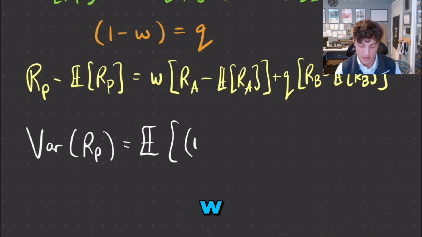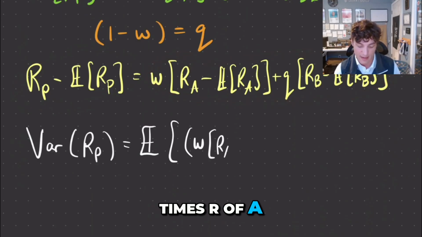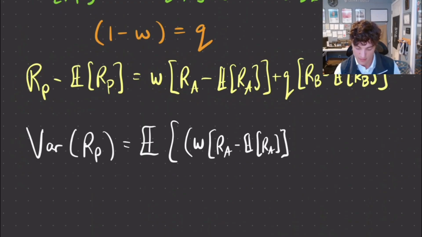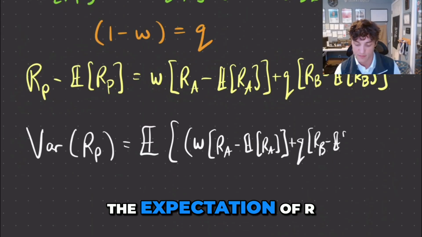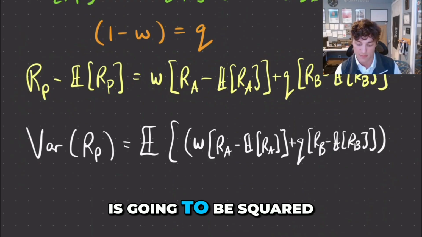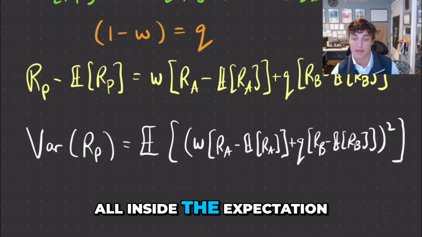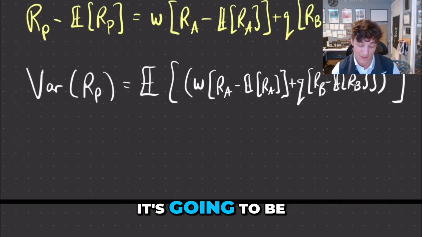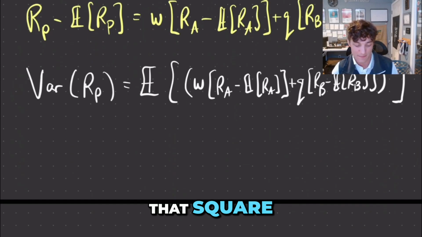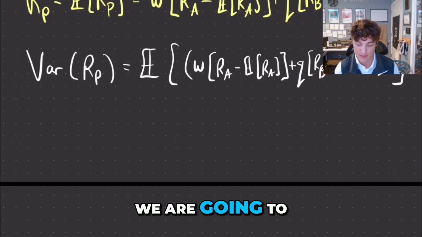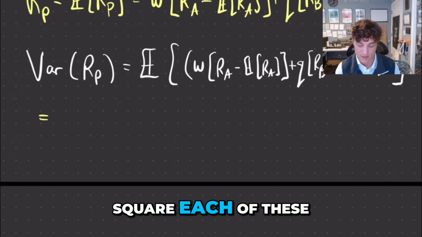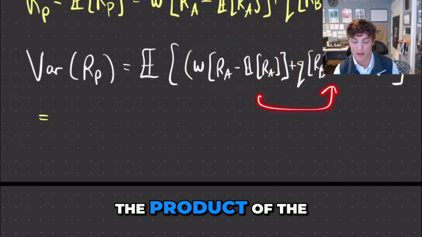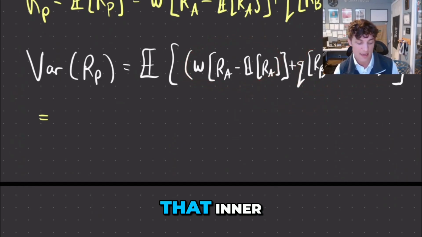So we're going to get W times R of A minus the expectation of R of A plus Q times R of B minus the expectation of R of B, and all of that is going to be squared, all inside the expectation. Now is the time for some more witchcraft. It's going to be to expand that square. To expand this, we are going to have to square each of these terms and then produce the product of the two times 2, that inner cross term.